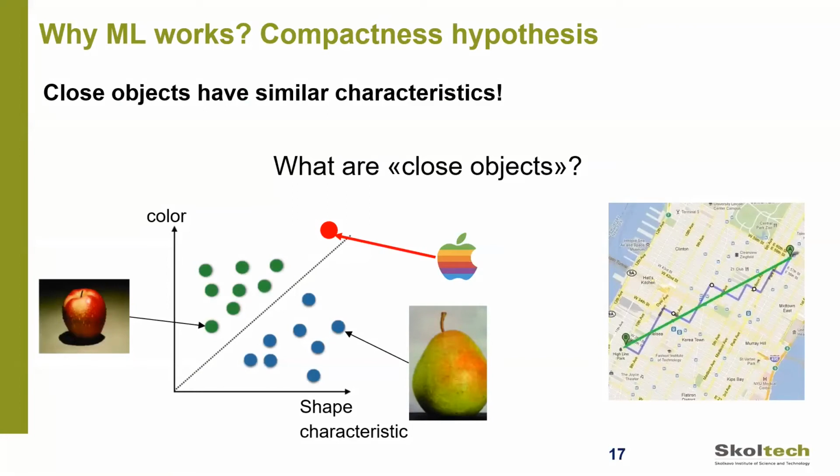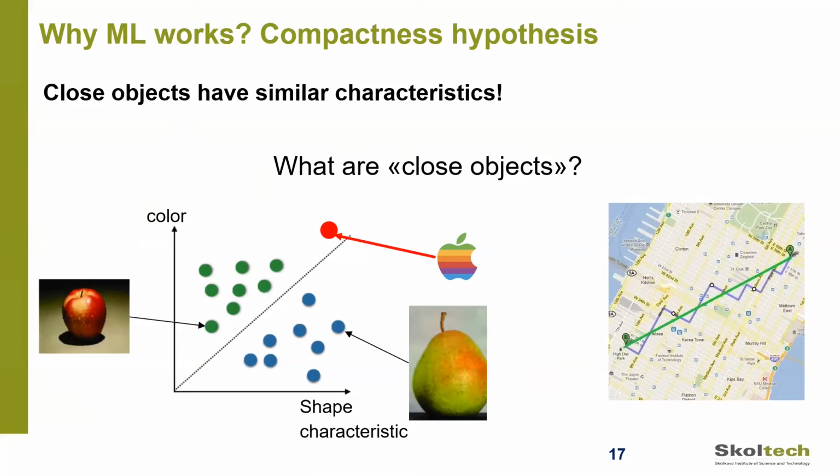What is the main idea which lies behind machine learning models and methods? Actually, it is the so-called compactness hypothesis. That is, close objects should have similar characteristics.